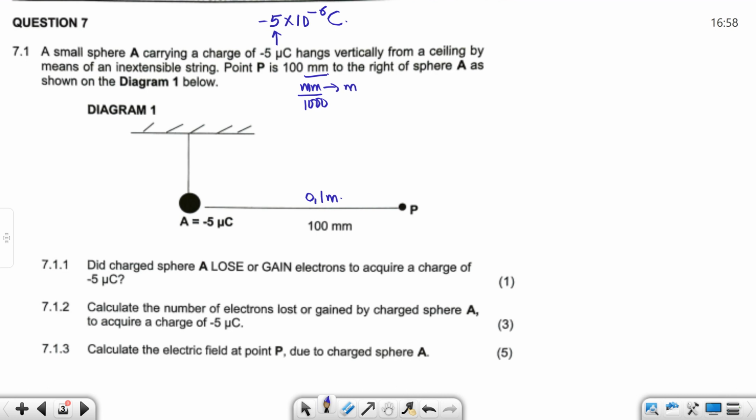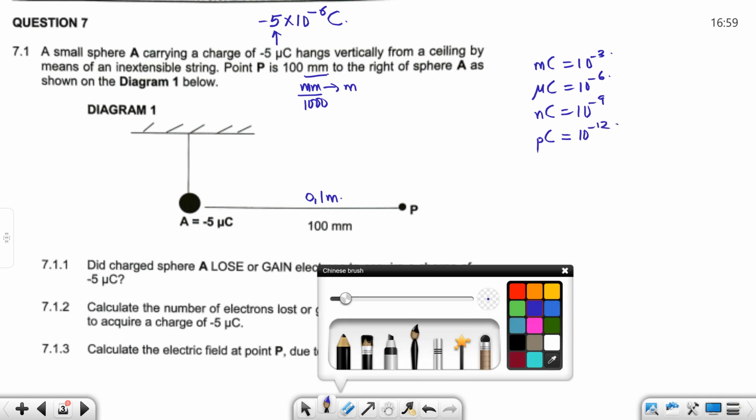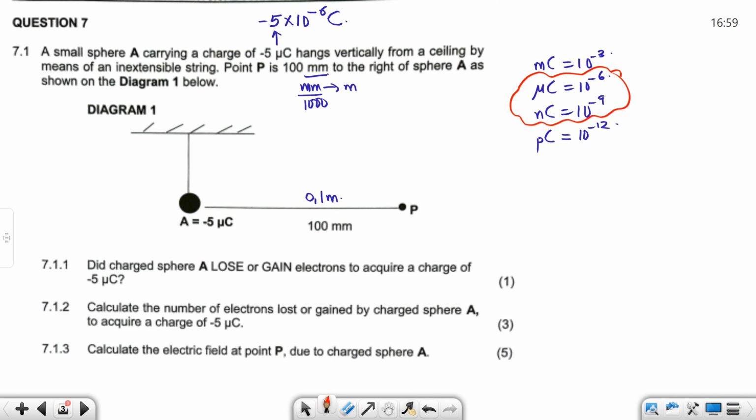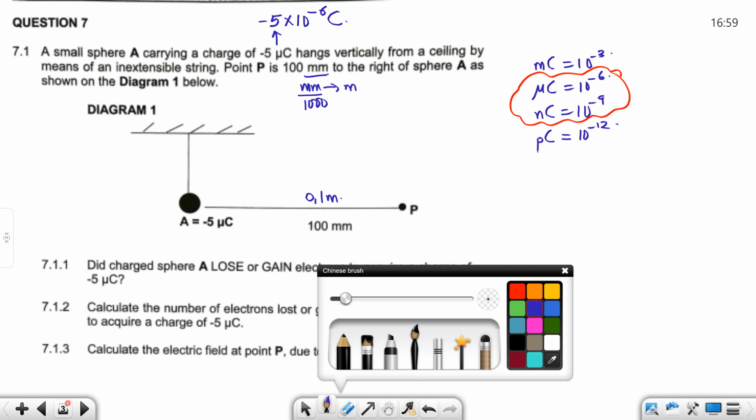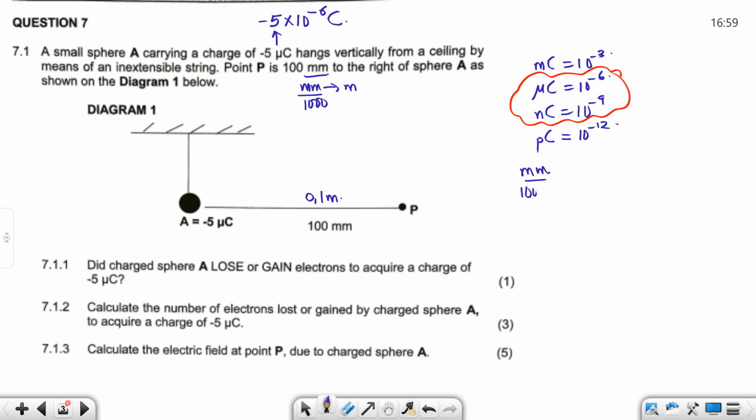Let me help you here quickly. Millicoulombs is 10 to the power -3. Microcoulombs is 10 to the power -6. Nanocoulombs is 10 to the power -9. And picocoulombs is, all right. But these are the 2 major ones that they like using. All right, and your millimeters, let's quickly do that as well. Millimeters divided by 1,000 will be equal to meters. A centimeter equal to your meters. Take note of your conversions.